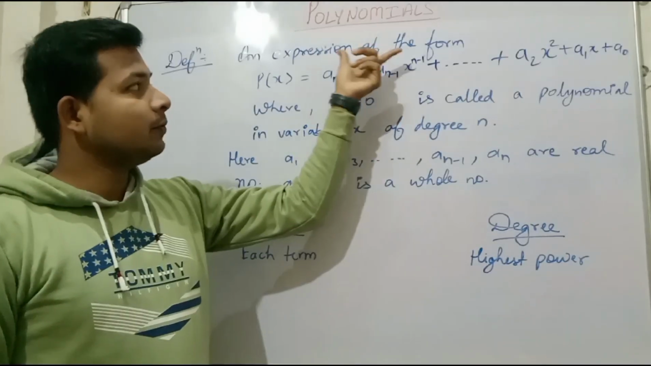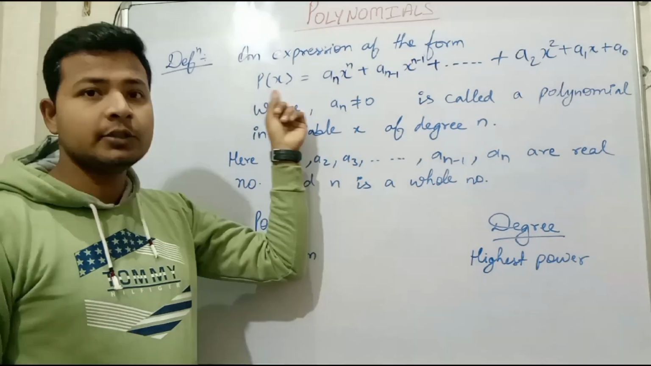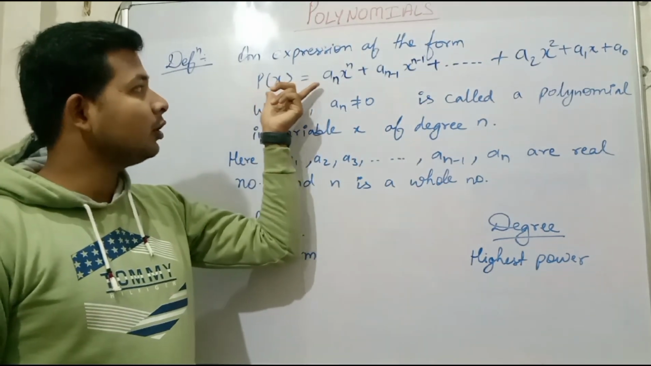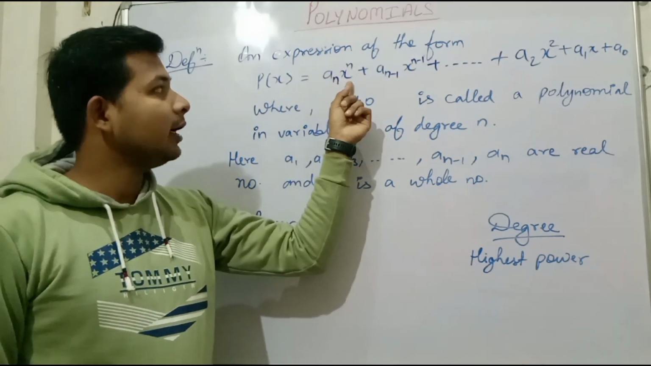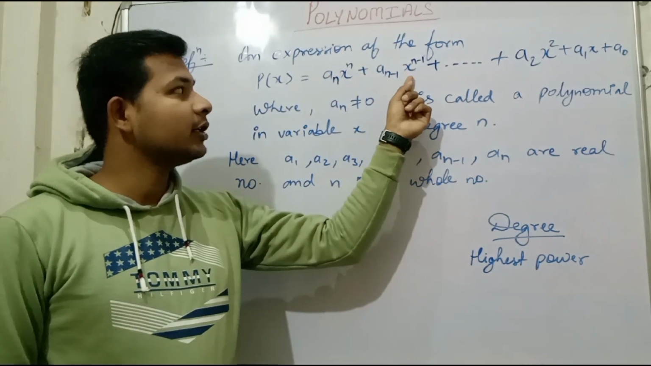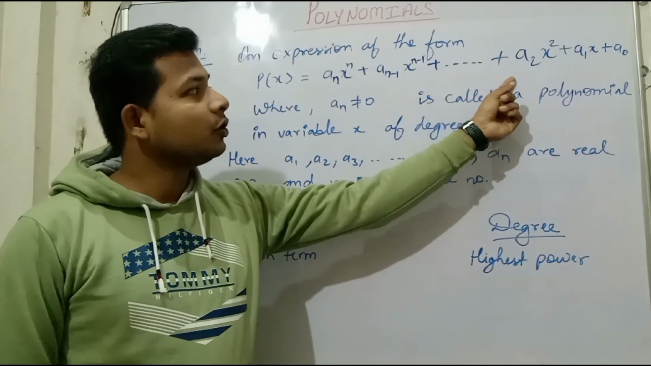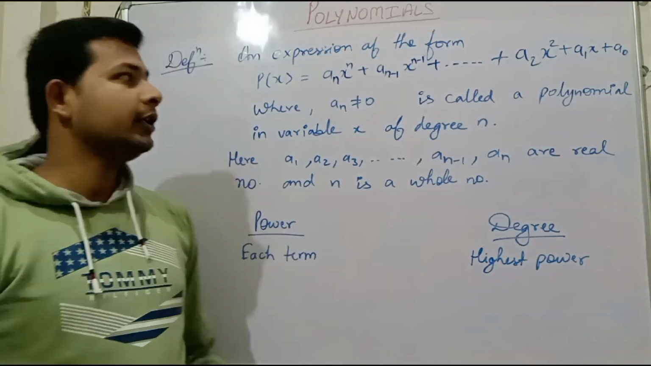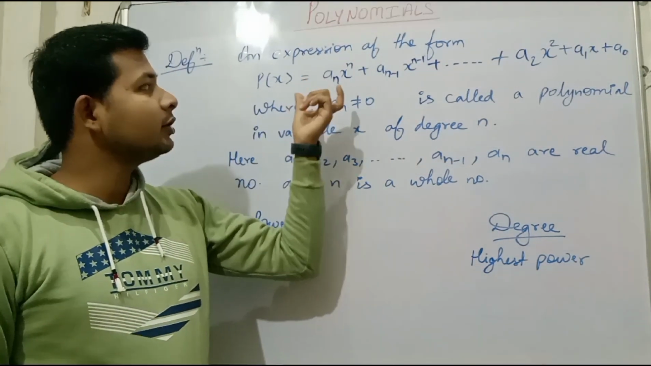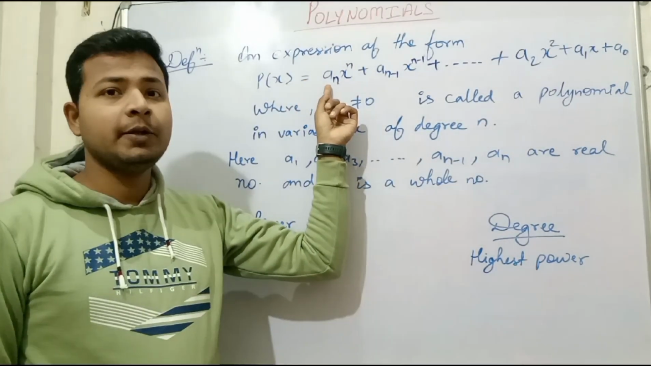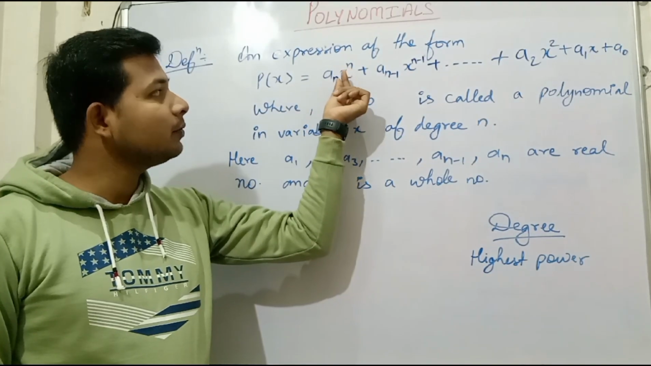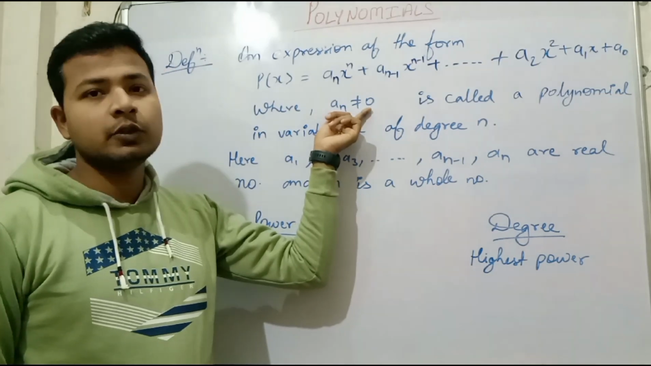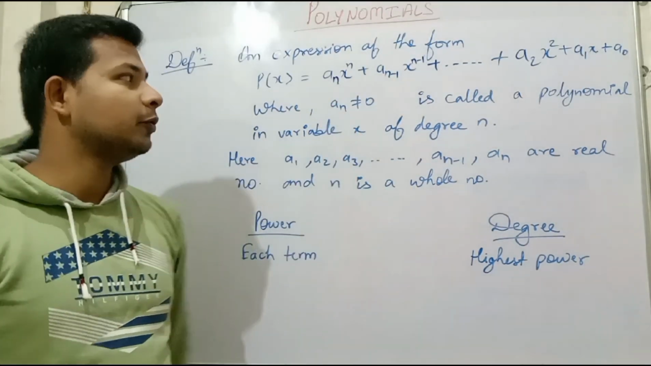Okay. An expression of the form p(x), which is read as polynomial in x, is equal to a_n x^n + a_(n-1) x^(n-1) + ... + a_2 x^2 + a_1 x, and the last one is plus a_0. First of all, we have to understand that the first term should not be 0. That means the coefficient of the variable containing the highest power should not be equal to 0. That means a_n should not be 0.